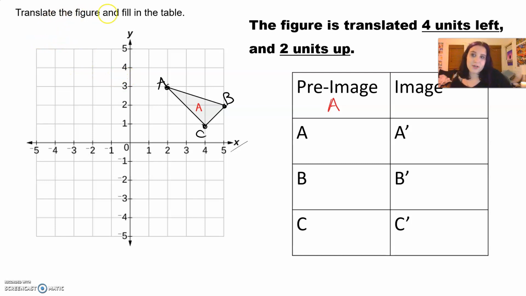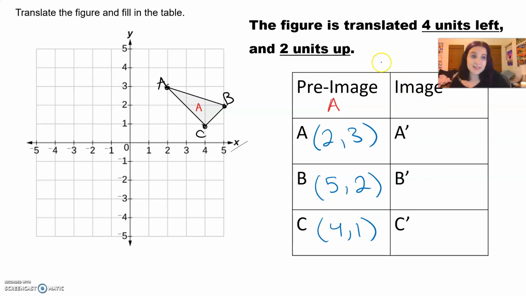In the first example, we're going to translate this figure and fill in the table with the ordered pairs or coordinates of the image and the pre-image. So the pre-image is this triangle, figure A, and let's fill in each of the ordered pairs. So A is 2, 3. B is 5, 2. And C is 4, 1.